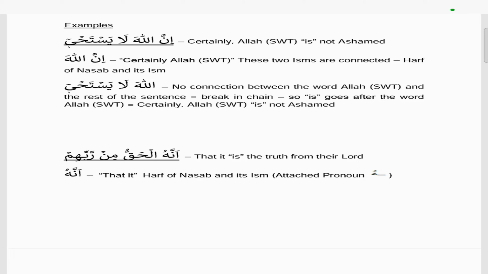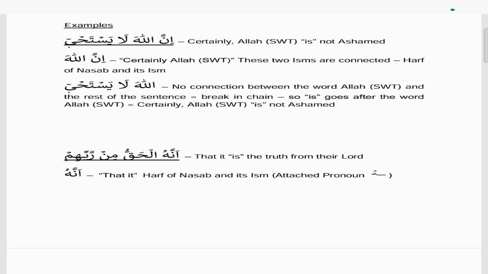Another example would be anna hu al-haqqu min rabbihim, which means that it is the truth from their Lord. Annahu, which means "that it", is a harf of nasab and its ism. Anna is a harf of nasab, and the hu is an attached pronoun, whose original independent pronoun is huwa. So this is a harf of nasab and its ism, and because they're connected, you can't put an "is" in between them.